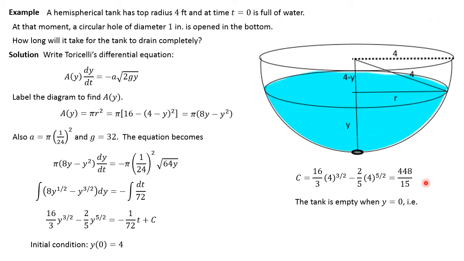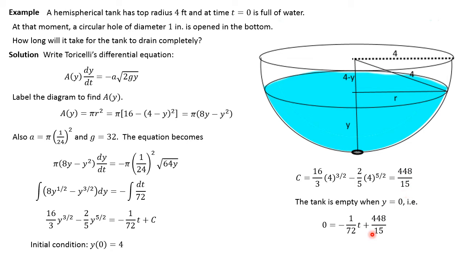The tank is empty when y reaches 0, of course. So if we go back to this equation here and plug in 0 for y, we can figure out what t needs to be for the tank to be empty. So 0 on the left-hand side equals this stuff on the right-hand side, where we just figured out what c is over here using the initial condition.